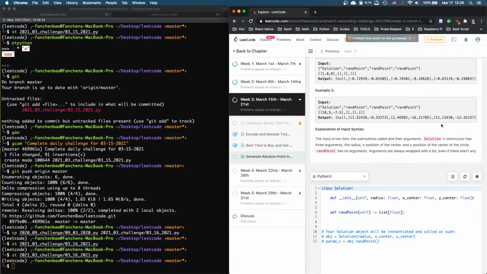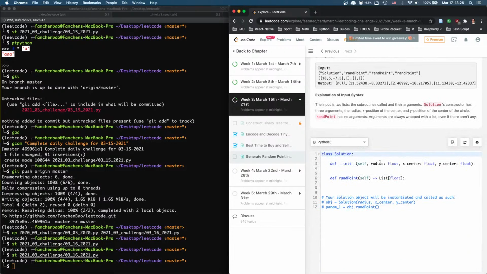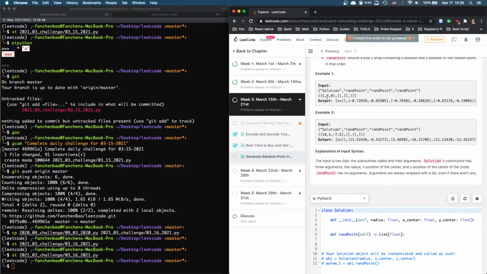Okay. We have radius, x center, and y center. And a point on the circumference is considered to be in the circle. Random point returns a size 2 array containing the x position and y position of the random point in that order. Okay, x and y. Random point solution. So we pass in the radius and the center.